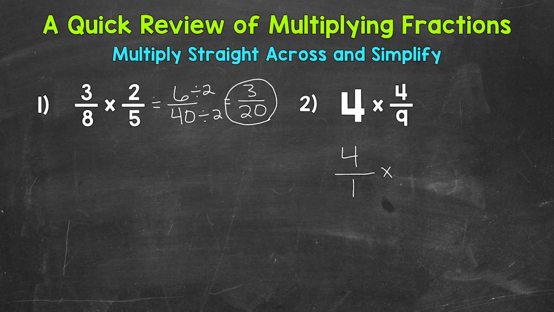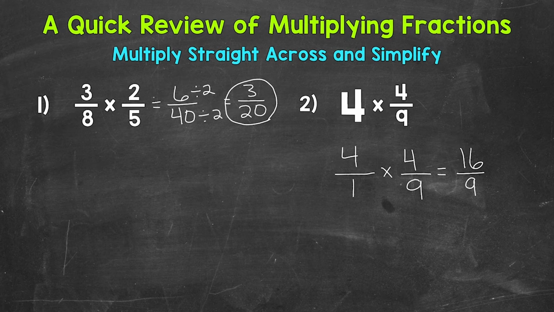Let's bring down our multiplication sign and the 4/9. Now we can multiply straight across. 4 times 4 is 16. 1 times 9 is 9. So we get 16/9. And that's our answer, but it's in the form of an improper fraction. So we want to convert this to a mixed number.